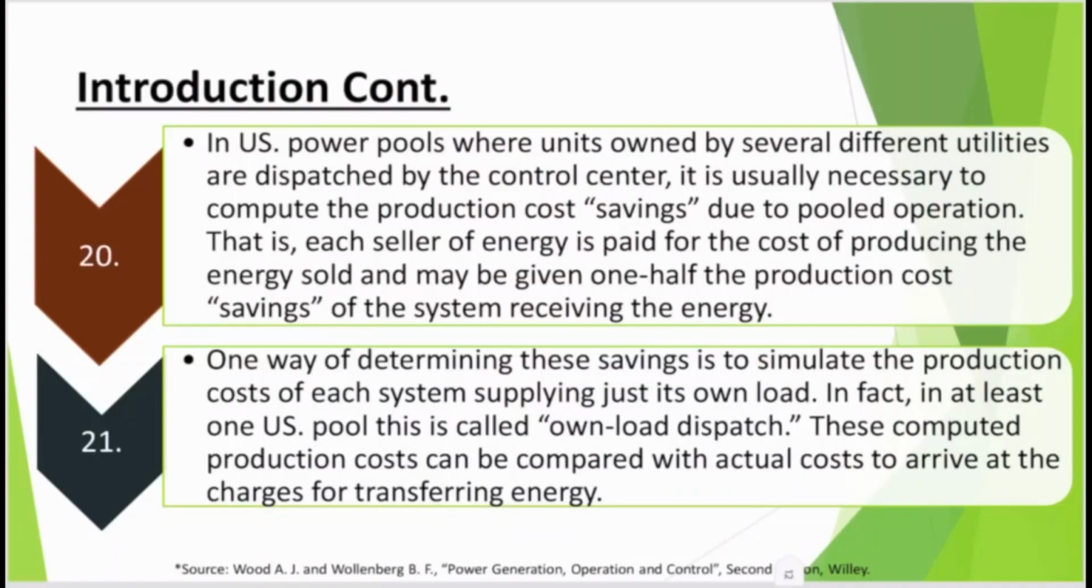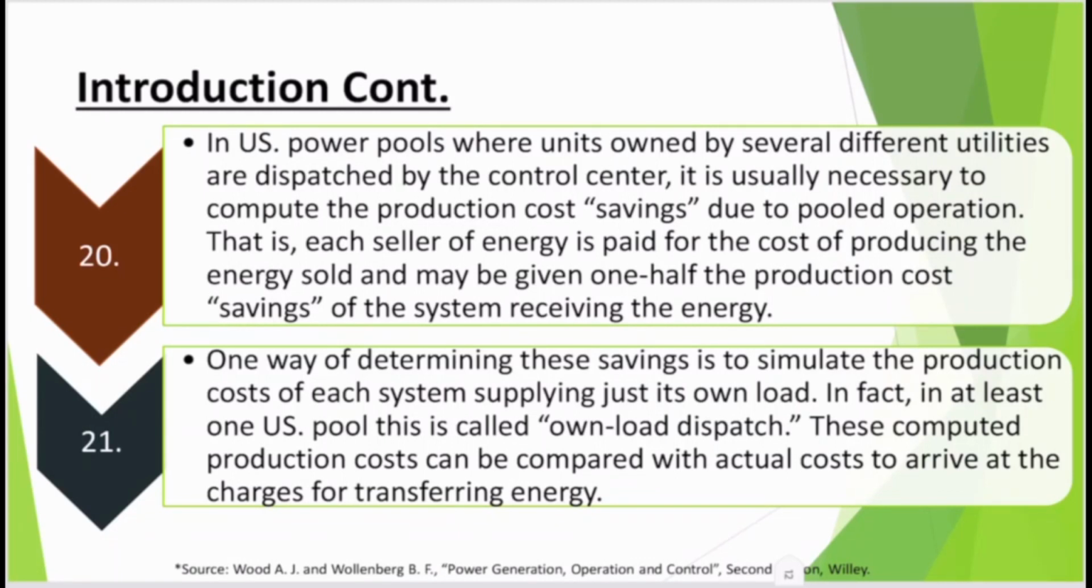So we need to understand there is a market. People are ready to buy energy, people are ready to sell energy, and you have a market system, and you see how much you save by paying some money to the generators and getting money from the load consumers, and the net saving can also be worked out in a pooled operation model. That is, each seller of energy is paid for the cost of producing the energy sold and may be given one half the production cost saving of the system receiving the energy.